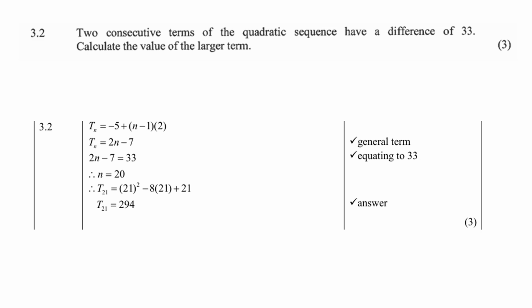Now remember it said a difference of 33. So therefore let Tn be 33. Then you find n equals 20. Now you must use the given formula in the previous question, namely n squared minus 8n plus 21. But they say calculate the value of the larger term. So if you have n equals 20, then n equals 21 is the larger term. So you have to take n equals 21. You can't use n equals 20, remember now? Because they said value of the larger term. So use the 21, and therefore you get the answer is 294.